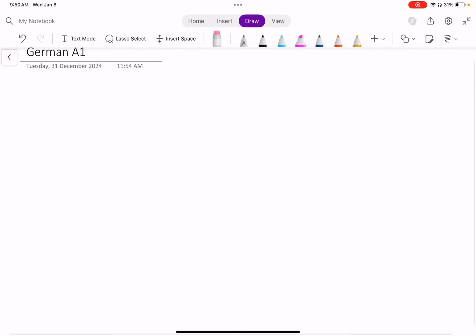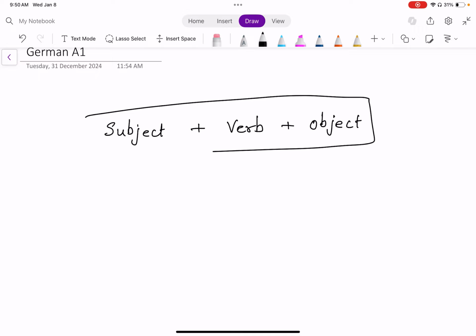So, whenever we want to make a sentence, remember there are three elements for a basic sentence. One is your subject plus verb plus object. This is a very basic formula of a very basic sentence. We'll follow this formula for a while, and then we will change to more advanced versions of sentence formation.